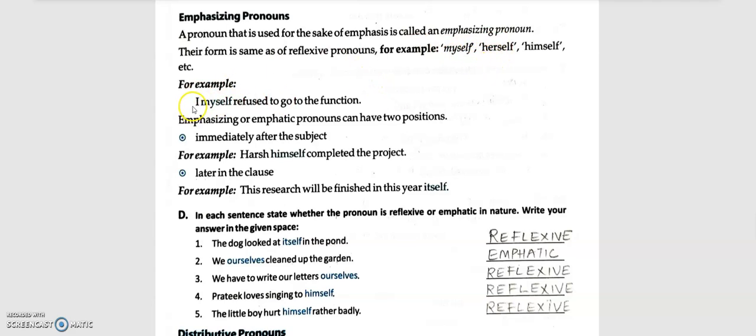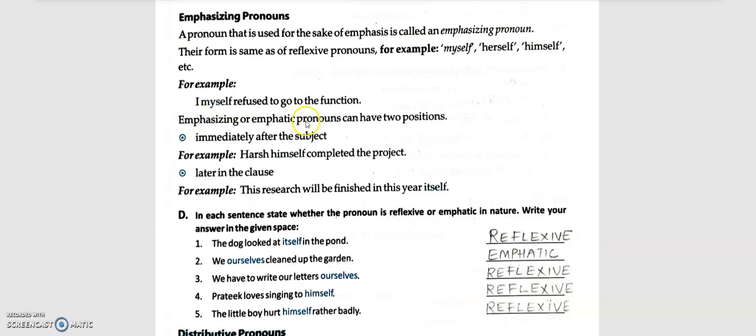Let's look at an example. I myself refused to go to the function. Now look at the difference here. When we use an emphasizing pronoun, it is placed just next to the first personal pronoun. In the sentence above, when we are talking about reflexive pronoun, I is in the beginning, myself is in the end. But in this sentence, we have them both together because we are emphasizing. We are giving this word more importance. We're saying that I myself refused. Okay, not anybody else, but I myself.